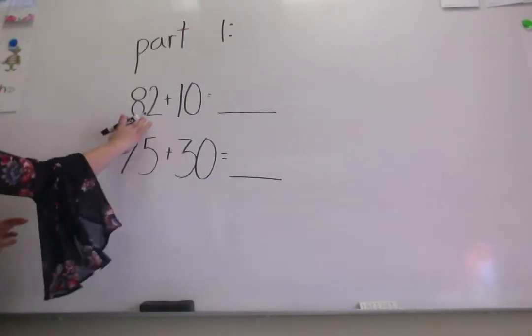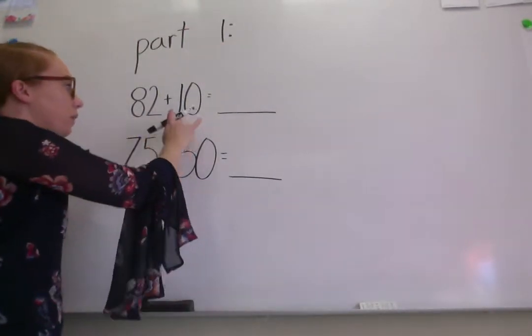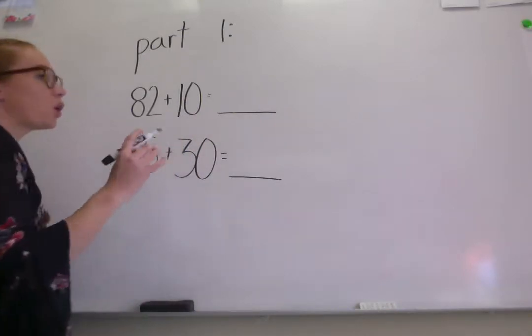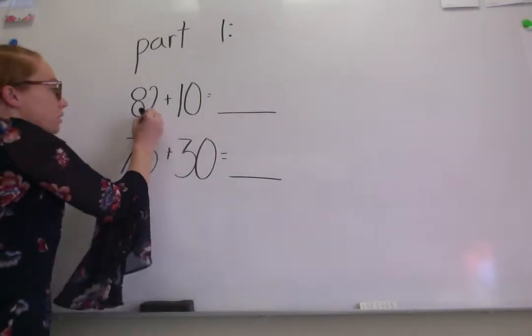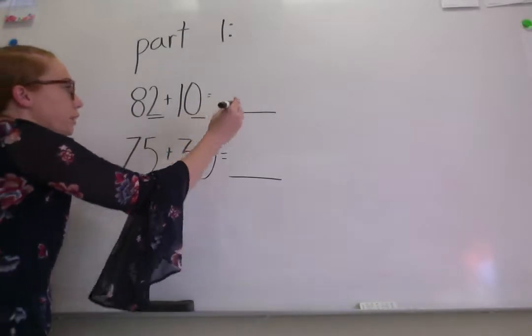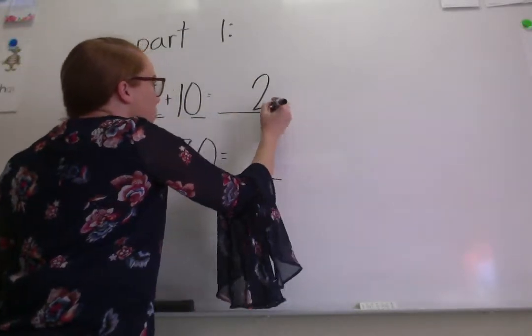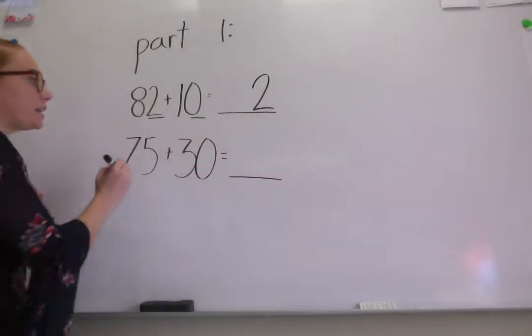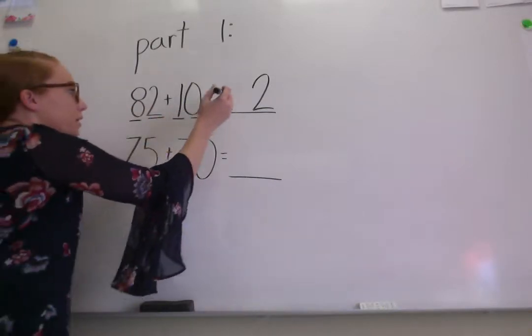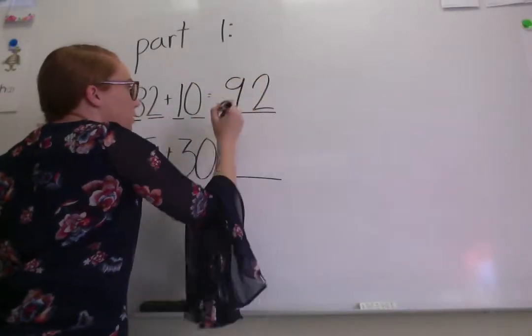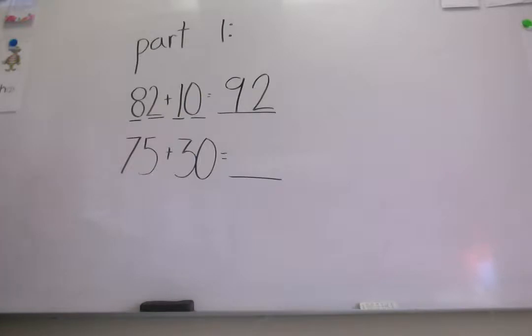First up, we have 82 plus 10. A way I want the kids to think about this is we always add our ones first. So 2 plus 0 is 2. Then we add our tens. 8 plus 1 is 9. So their answer would be 92 for this one.